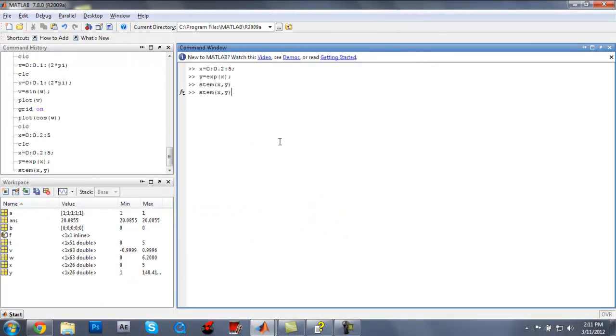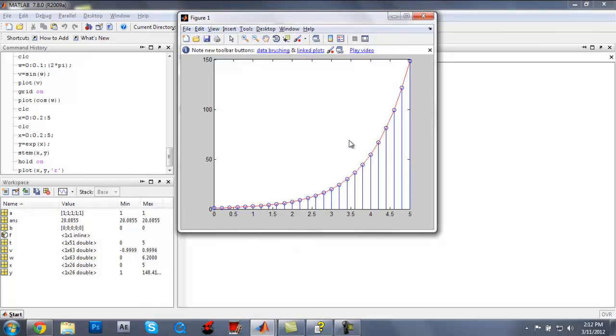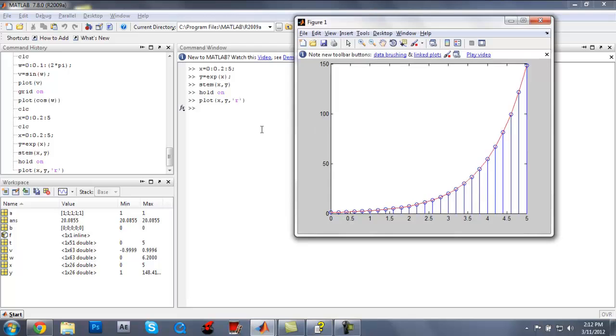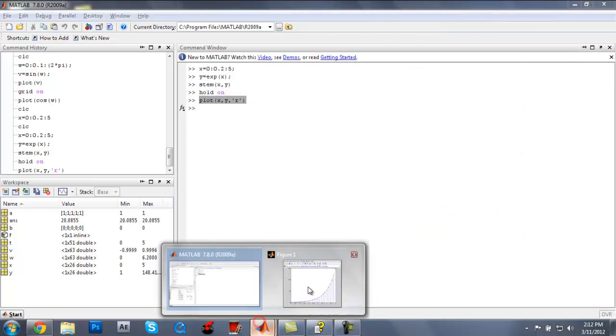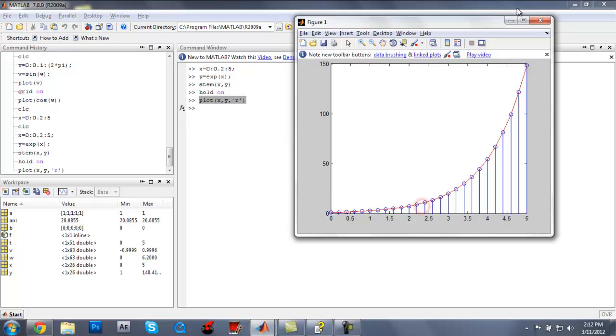So if we would write plot in place of stem, just hold on a second, we have to hold on the graphs. We'll write hold on, because we have to edit the same graph. Plot x comma y comma, I'm using a different color here, the color is red. So you can see here, this is the red line for the plot. The red line indicates the graph which is given by plot, and the blue lines are for the stem.